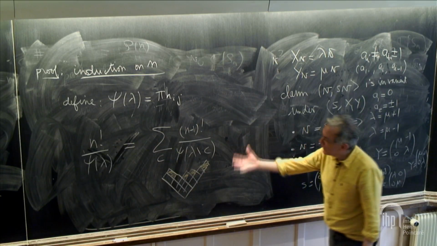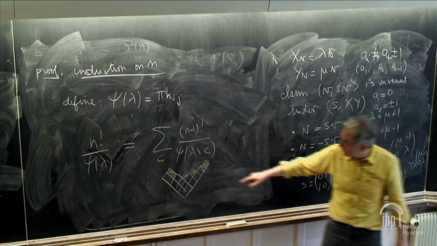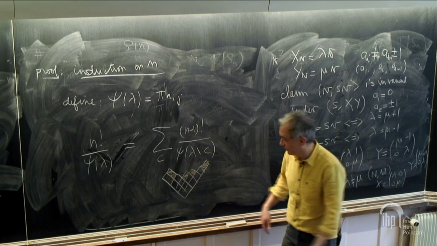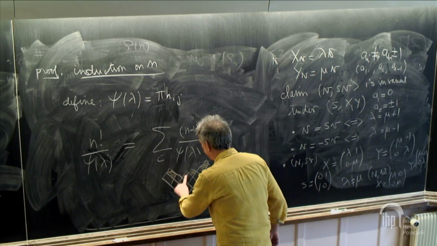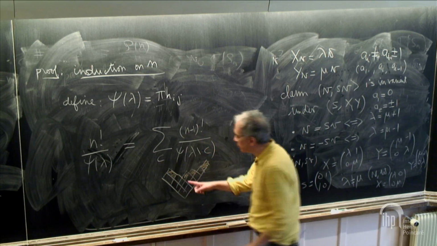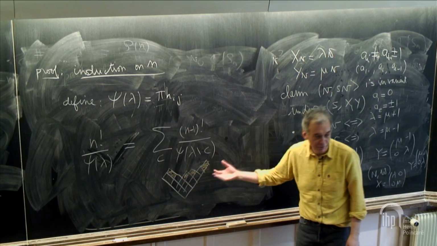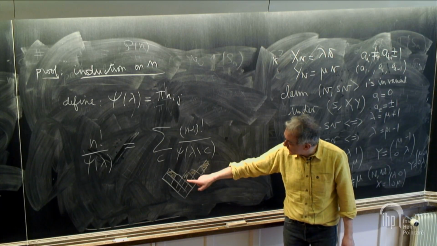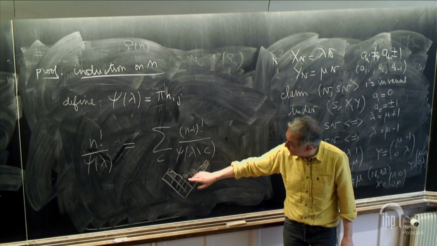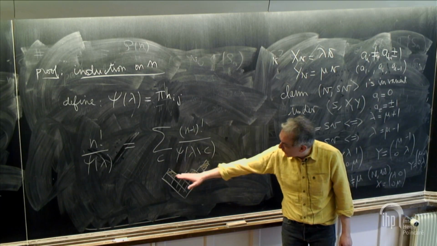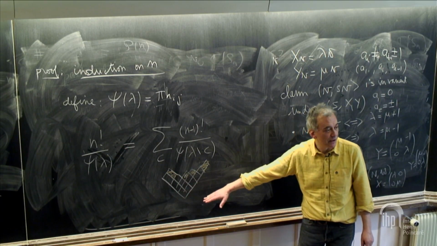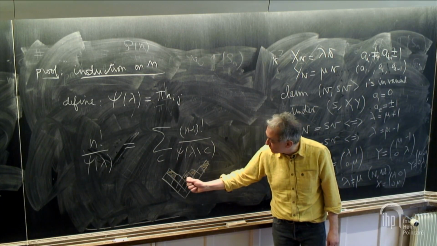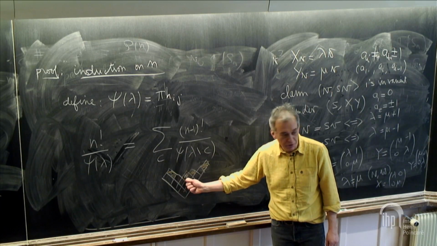Now, take a standard tableau of size n. Then the n will appear in one of the corners. It cannot appear anywhere else. So let's assume it is in some corner. I call C the corners which are here. So here there are 4 corners. So the n will appear here. And if I erase this n, I will remain with a standard tableau of size n minus 1. So this sum is over all the possible places where the n can occur.